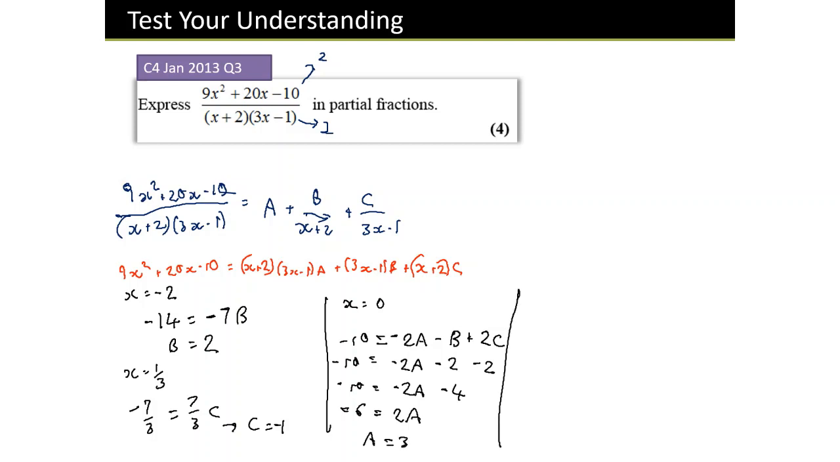So now we've done all of that. It's just good practice to rewrite exactly what we mean. So we've got a equals 3. So our final answer is 3 plus, then b is 2, so it's 2 over x plus 2, and then c is minus 1, so minus 1 over 3x minus 1. And that's that.